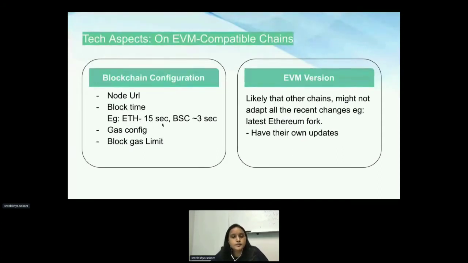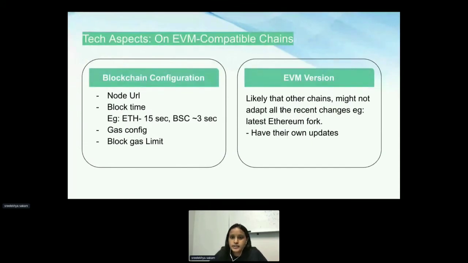Currently, Ethereum's block time is around 15 seconds. BSC, Matic are around 3 seconds or so. Lastly would be gas config and block gas limit. One of the major problems with Ethereum, everybody knows, is gas. Gas is getting pretty expensive lately, and even sending your funds from one wallet to another costs you a few dollars, right? So gas config might vary from chain to chain, as well as the block gas limit.